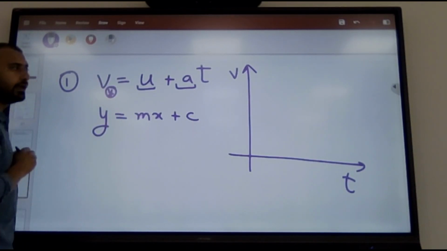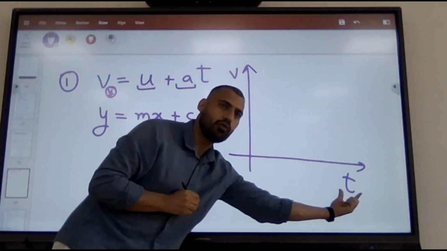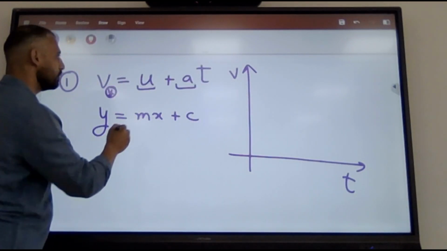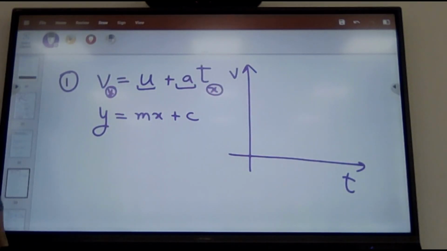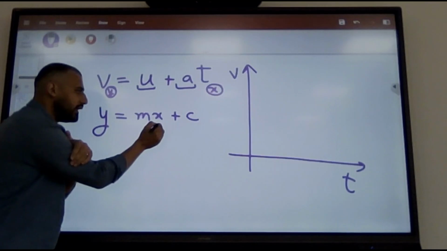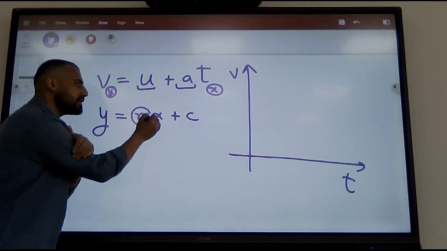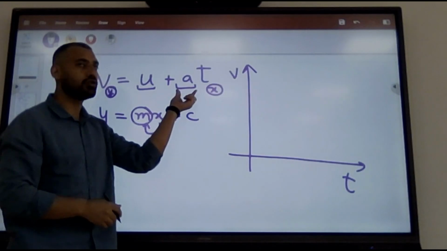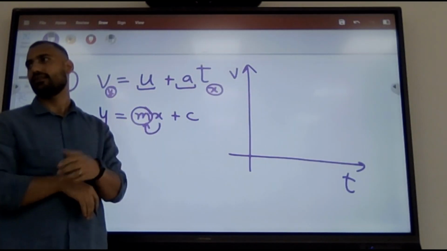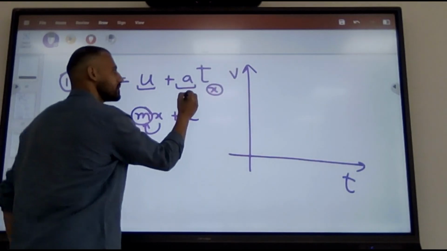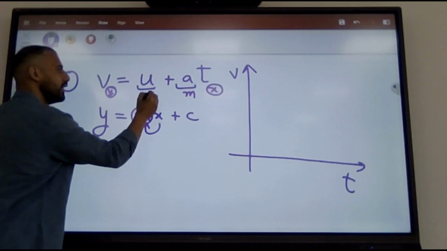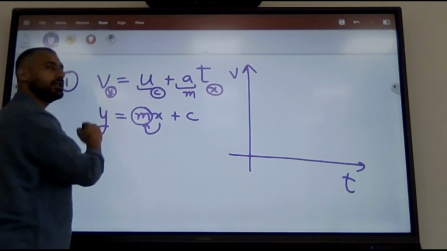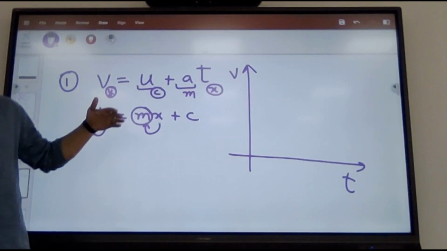Isn't it? On the x-axis, you have what? So is this x? Yes or no? Now tell me. Whatever is related to x is called as, what is the slope here? Acceleration. Is that fine? So this is the slope. And what is the intercept? U. Yeah, so this is the intercept. Is that clear? Do you understand how you relate?